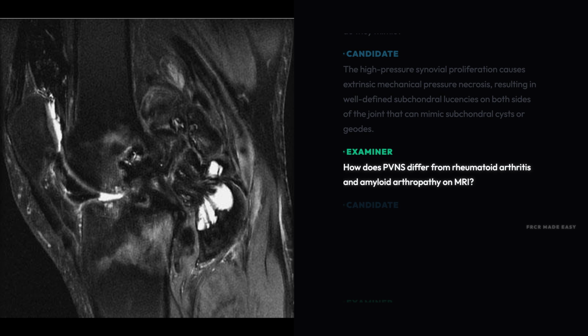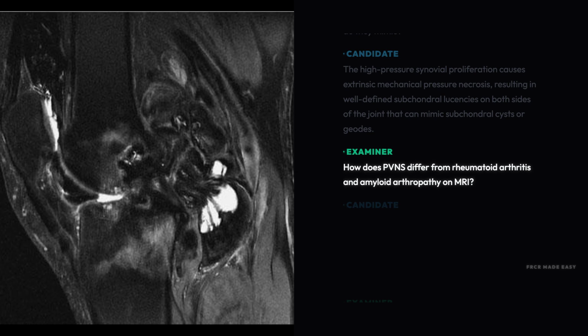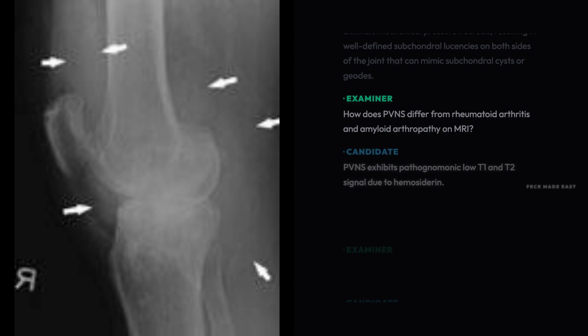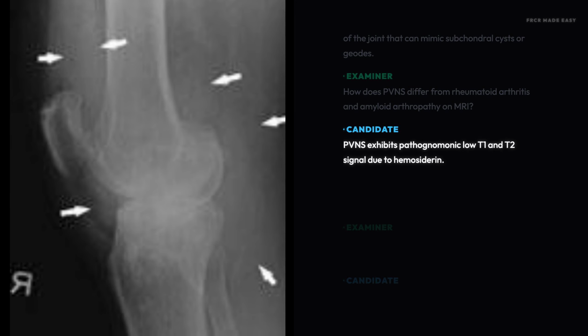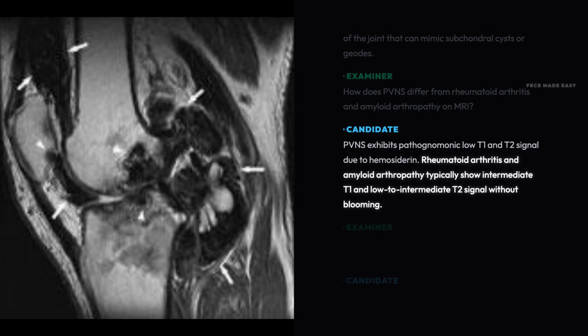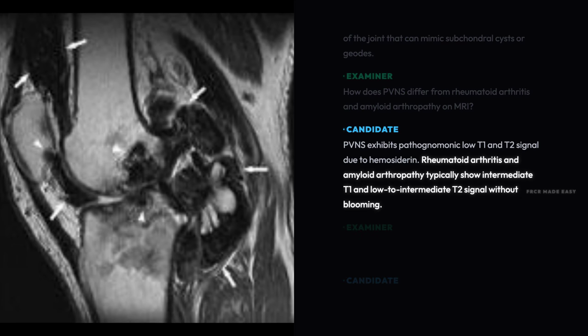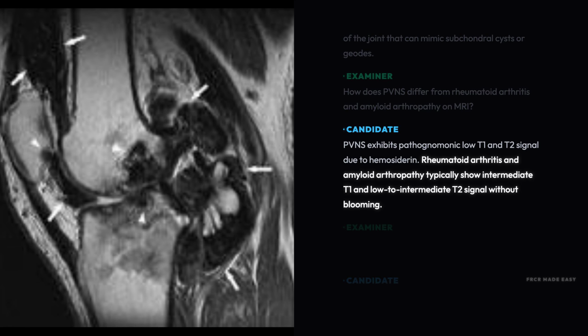How does PVNS differ from rheumatoid arthritis and amyloid arthropathy on magnetic resonance imaging? PVNS exhibits pathognomonic low T1 and T2 signal due to hemosiderin. Rheumatoid arthritis and amyloid arthropathy typically show intermediate T1 and low to intermediate T2 signal without blooming.